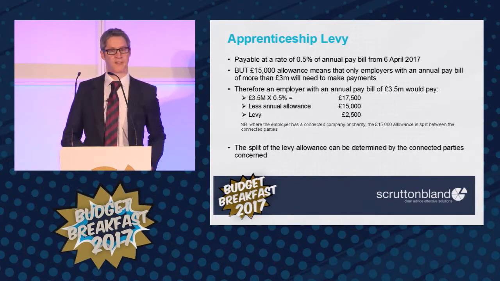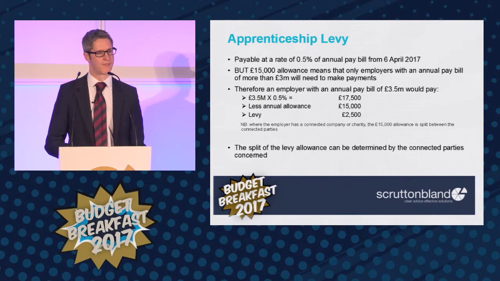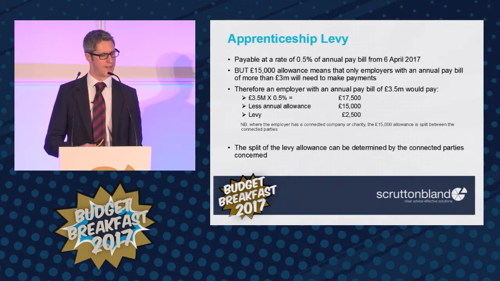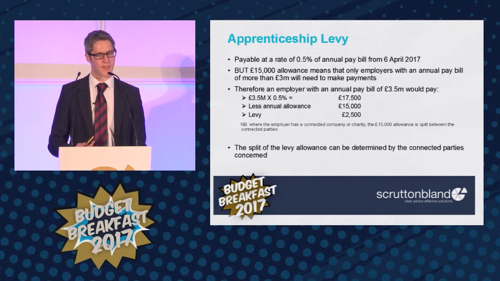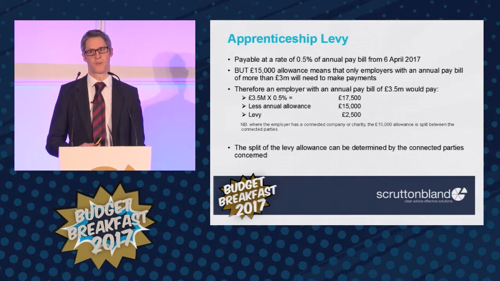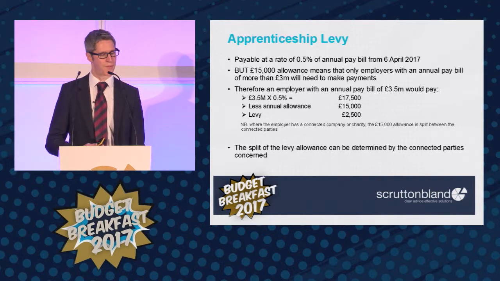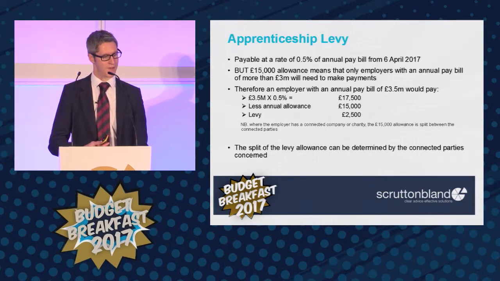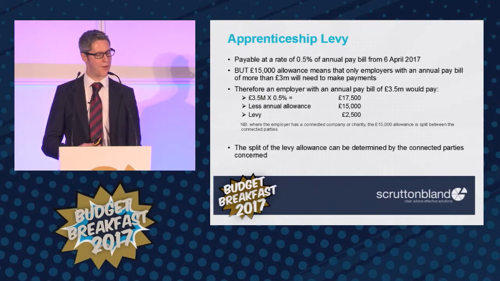Apprenticeship levy, this is a new tax from 6th of April, payable at a rate of 0.5% of a company's annual pay bill. That excludes benefits in kind. But there is a £15,000 allowance, so it essentially means that only employers with an annual pay bill of more than £3 million will pay this levy, and you'll see there that for an annual pay bill of £3.5 million, you're looking at a levy of £2,500.